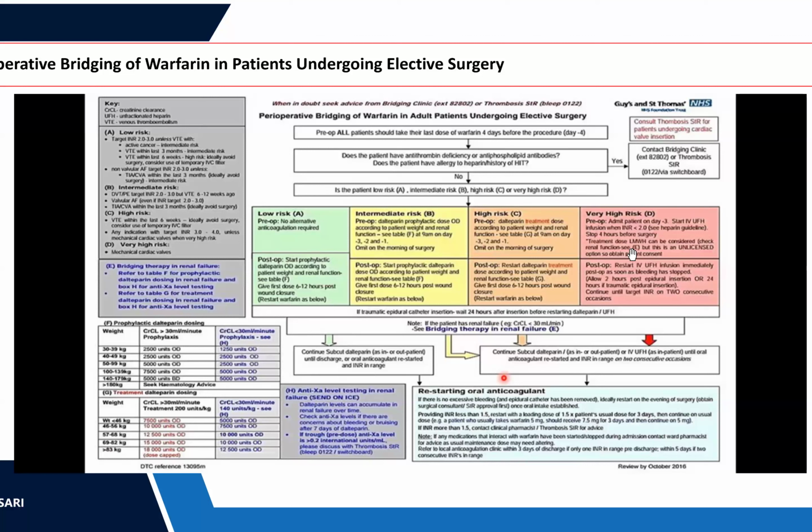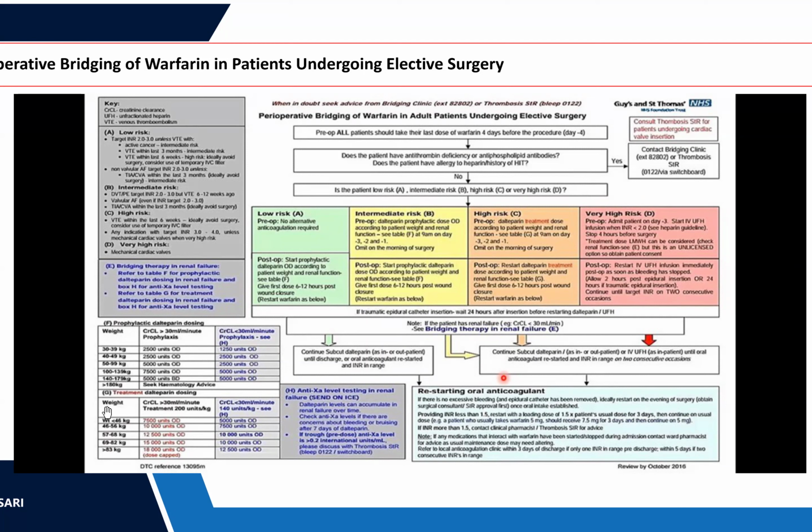So you will see box E. All right, now you will search for where box E is. Okay, this is box E. They have mentioned the bridging therapy in renal failure. So they have table F and table G. Table F is for the prophylactic dose and table G is for the treatment dose, that is the therapeutic dose. For our patient, it's going to be the treatment dose because she's a high risk case.